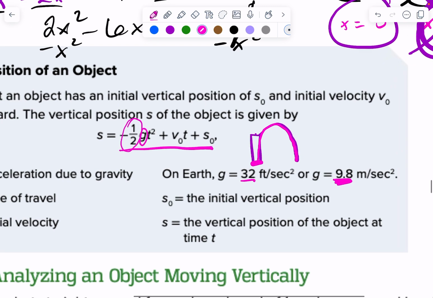And we're going to plug one of those two numbers in for g, depending on whether my story problem is in feet or in meters, okay? So we'll figure that out here in just a second. But then we have t as my variable. T is time. We don't know what time is, so we're going to leave that as t squared. But then v naught is your initial velocity. They tell you that right here, initial velocity.